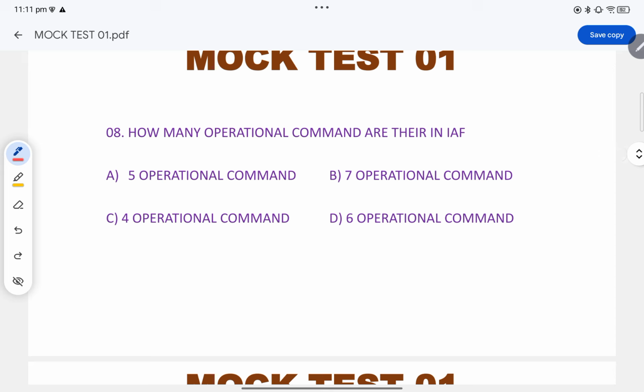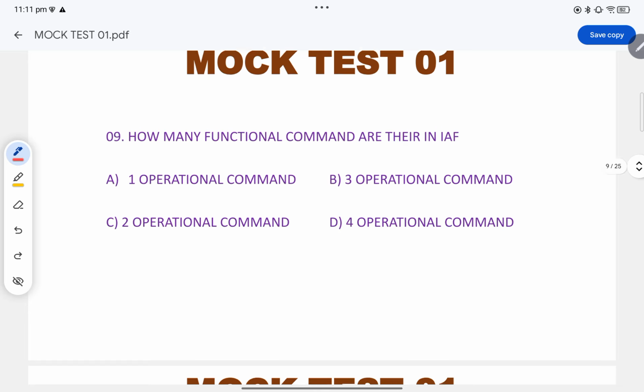How many operational commands are there in Indian Air Force? Now, I told you in the very first or second video about the history of the Air Force, we have understood how many operational commands there are, how many functional commands there are. So we have a total of seven commands. In that, five are operational commands, and the other two are functional commands. So we have five operational commands.